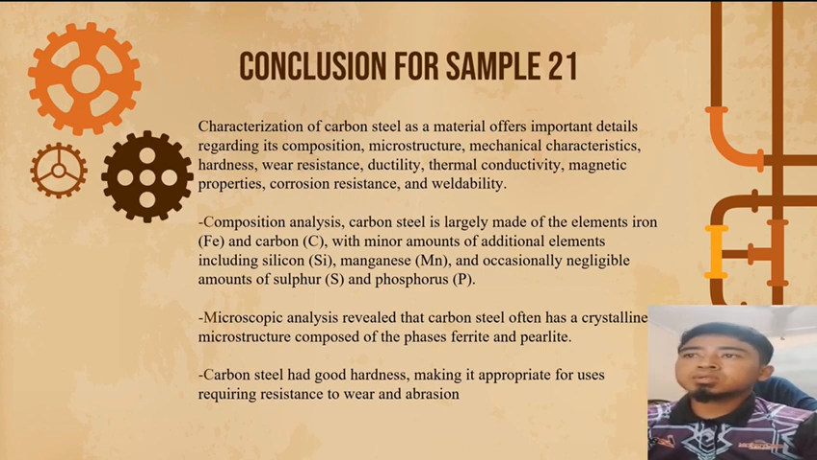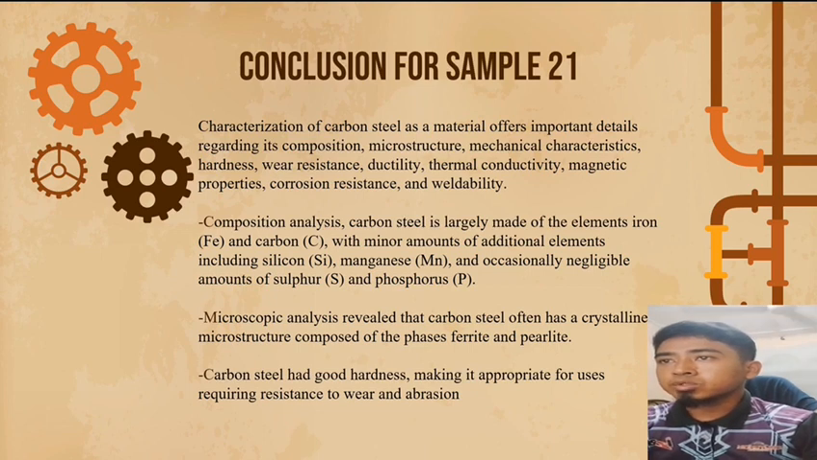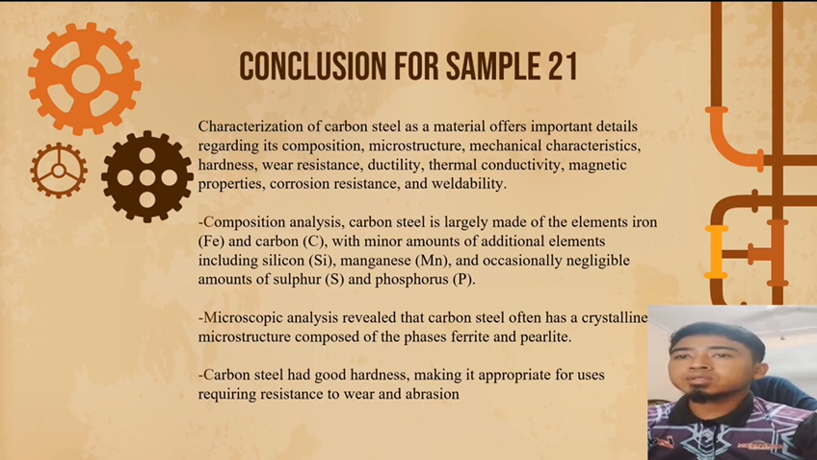Composite analysis, carbon steel is an alloy made of the element iron and carbon, with minor amounts of additional elements including silicon, manganese and a small amount of sulfur and phosphorus. Microscopic analysis reveals that carbon steel has a crystalline microstructure composed of the face, surface and pearlite. Carbon steel has a good hardness, making it effective for its required resistance to wear and abrasion.